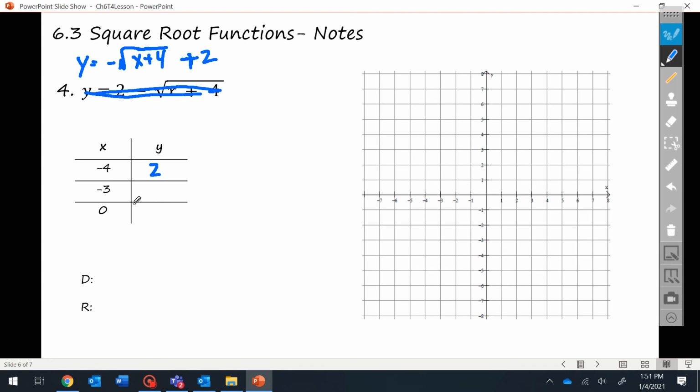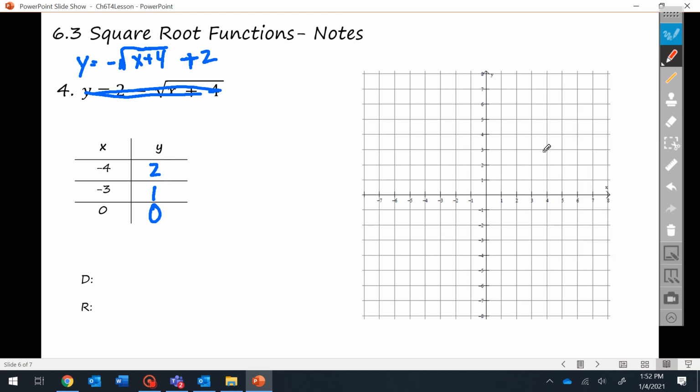Alright, so we're going to pick some values that will give us perfect squares in the radical. So negative 3 would give us 1. So we'll plug in negative 3 into the x. Negative 3 plus 4 is 1. The square root of 1 is 1, so we got negative 1 plus 2, which is 1. And then we'll plug in 0 into the x because 0 plus 4 is 4, and 4 is a perfect square. 0 plus 4 is 4. Square root of 4 is 2. Negative 2 plus 2 is 0. So we got all our points.